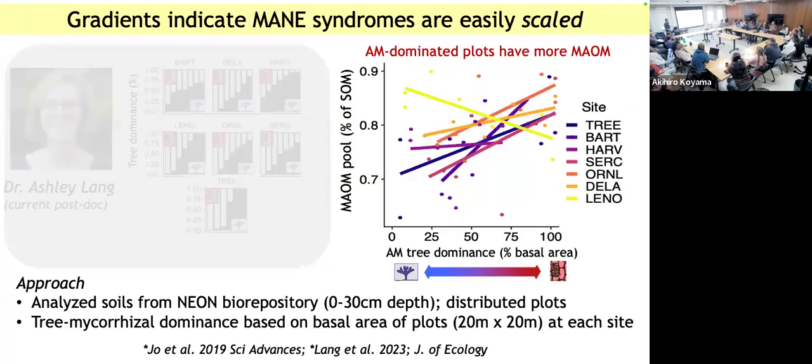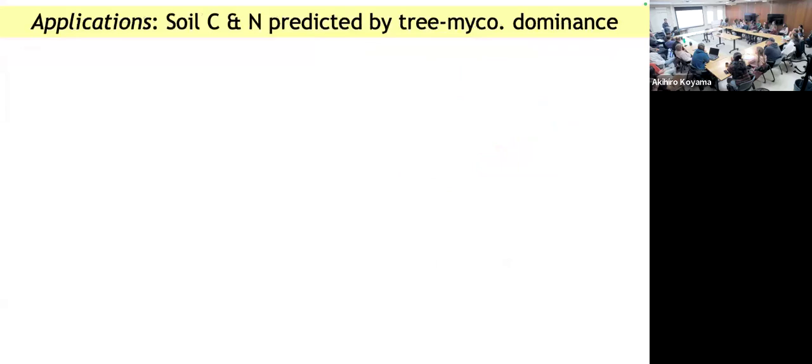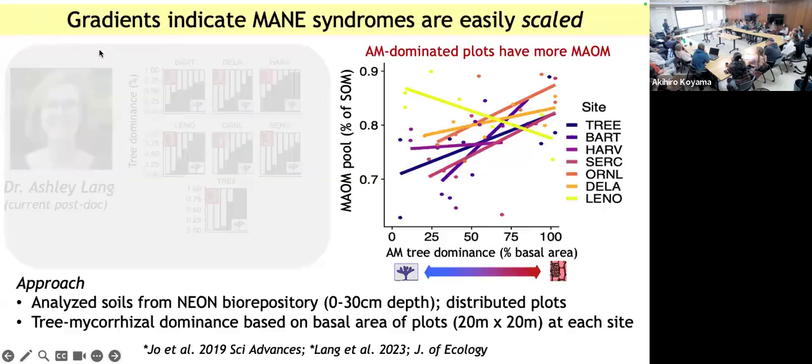And she actually found, when she measured that MAOM pool, that stable organic matter pool, that at 6 of the 7 sites, they had positive slopes. So 6 of our 7 sites had this positive slope, meaning that as you increase the abundance of AM trees, we had more of this stable organic matter, more of this mineral associated organic nitrogen and carbon.